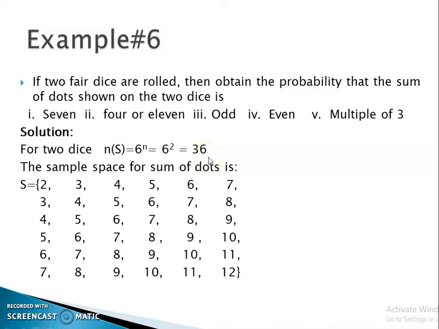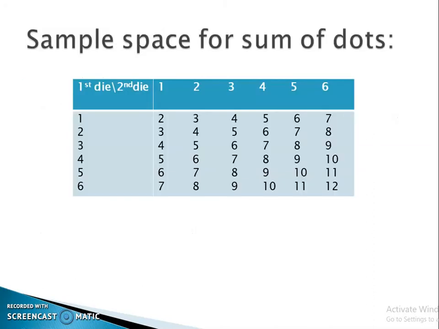Now, to construct the sample space for the sum of dots, in a two-way table, the first die has 6 faces, the second die has 6 faces, so add 1 plus 1, 2, then 1 plus 2, 3, 1 plus 3, 4, 1 plus 4, 5, 1 plus 5, 6, 1 plus 6, 7. Similarly, 2 plus 1 is 3, 2 plus 2 is 4, 2 plus 3 is 5, 2 plus 4 is 6, 2 plus 5 is 7, 2 plus 6 is 8. That is the sum of dots on the upper faces of the two dice.